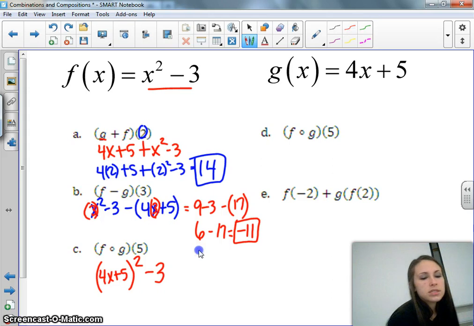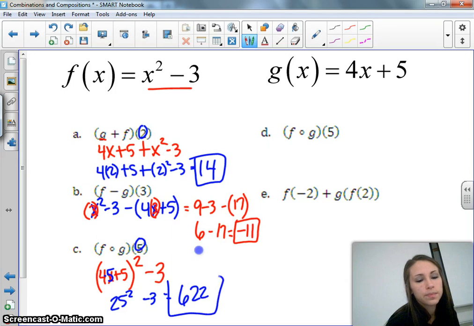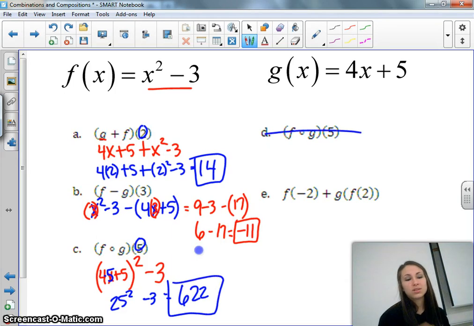Now, this is telling me to put 5 where that x is. So I'm going to have 4 times 5 plus 5. That's just going to be 25 squared minus 3. So that'd be 625 minus 3, and that's just going to give me 622. Alright, I'm going to mark that one out because it's the same.